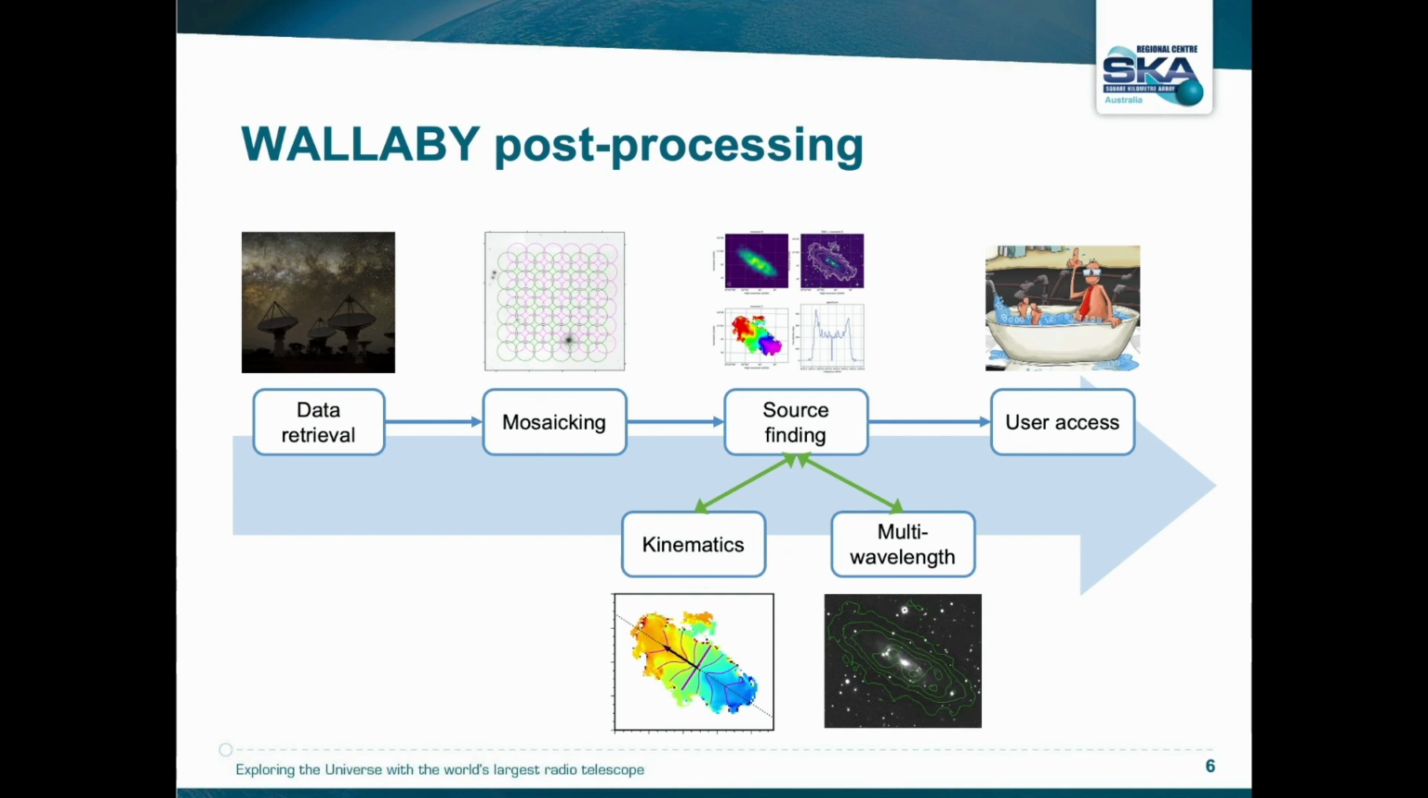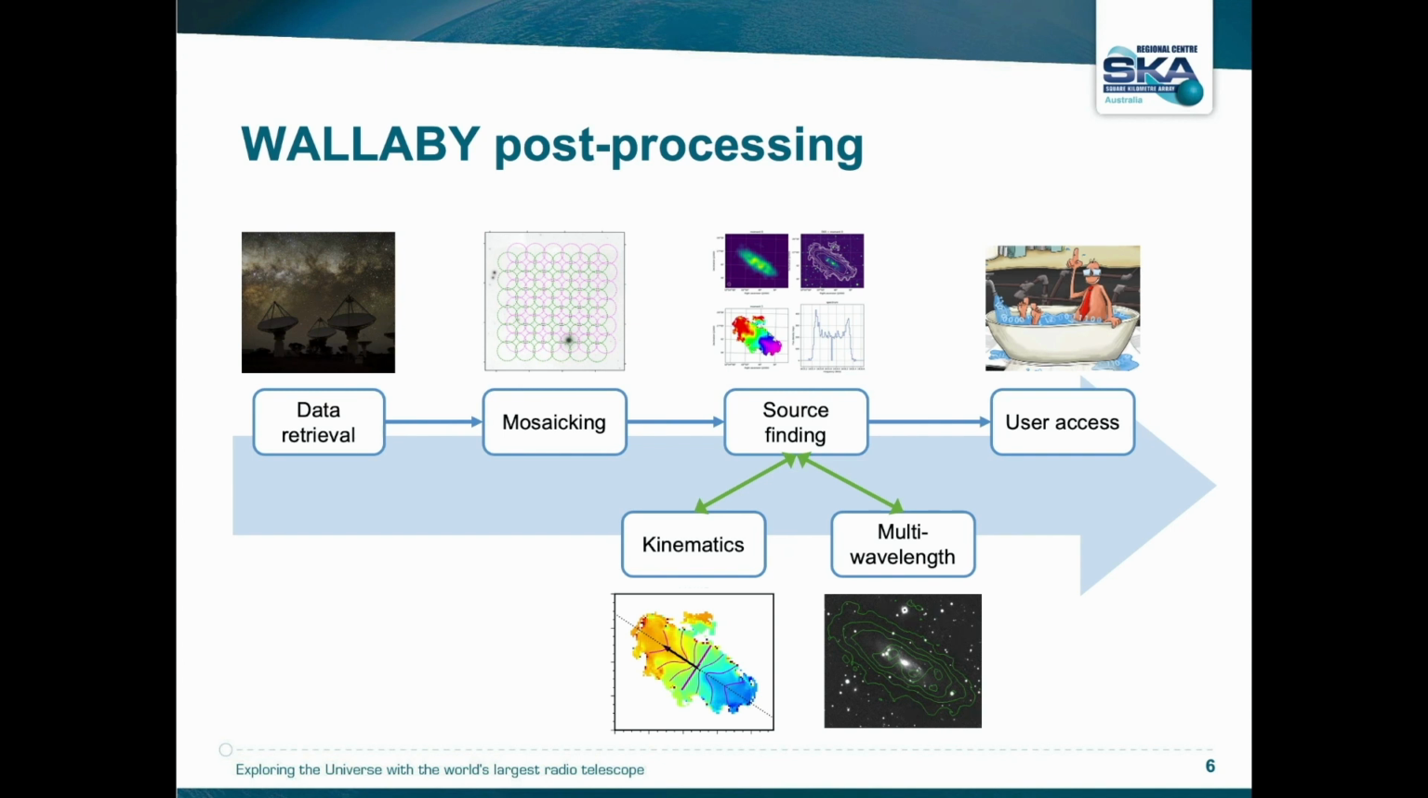So this flowchart summarizes the activities involved in WALLABY's data post-processing at the moment, and this takes data from the telescope and generates the advanced data products, which are tables of the sources in that patch of sky that scientists can interact with. So the first step is data retrieval, where data is copied from CASDA, which is the telescope archive, into our computing resource. Then we do mosaicking, where two footprints, which are slightly offset images, are mosaiced together to generate a higher signal-to-noise image that is ready for source finding.